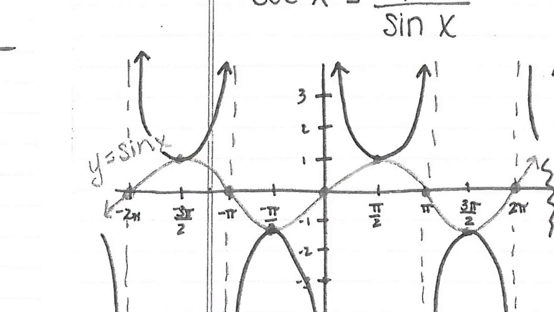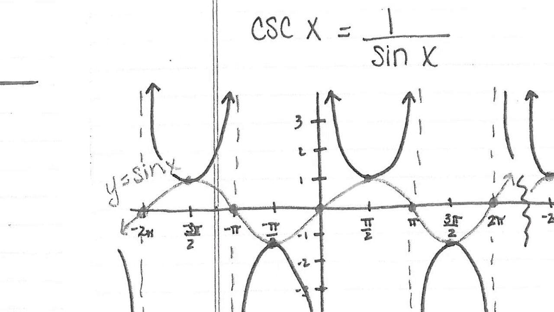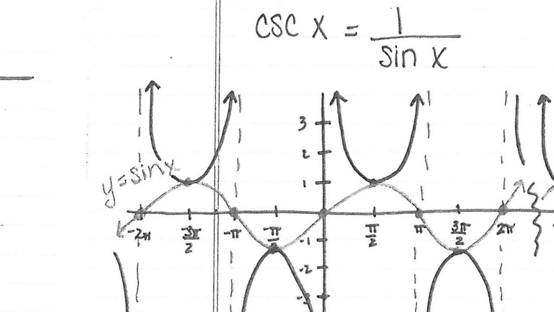All right, we're also going to look at the graphs of cosecant and secant. Remember that cosecant is the same thing as 1 over sine of x. So the first thing that we have to do is we have to graph sine. Remember, sine starts at 0, goes up to 1, down to 0, down to negative 1, up to 0. And I'm just going to go ahead and draw that backwards over here.